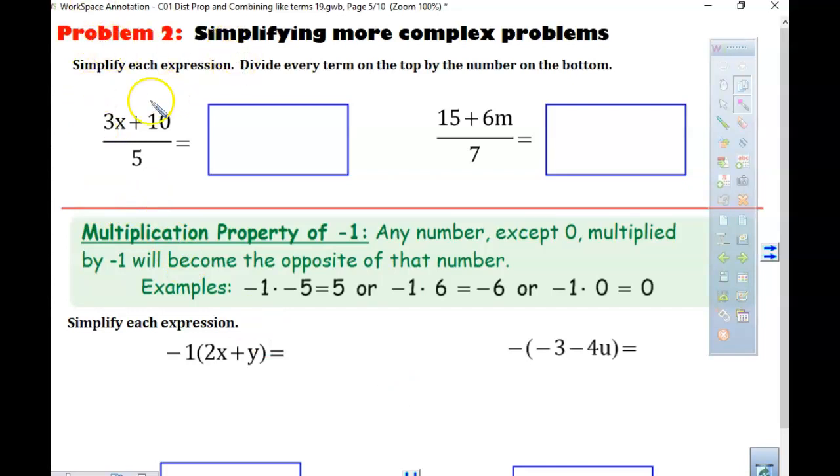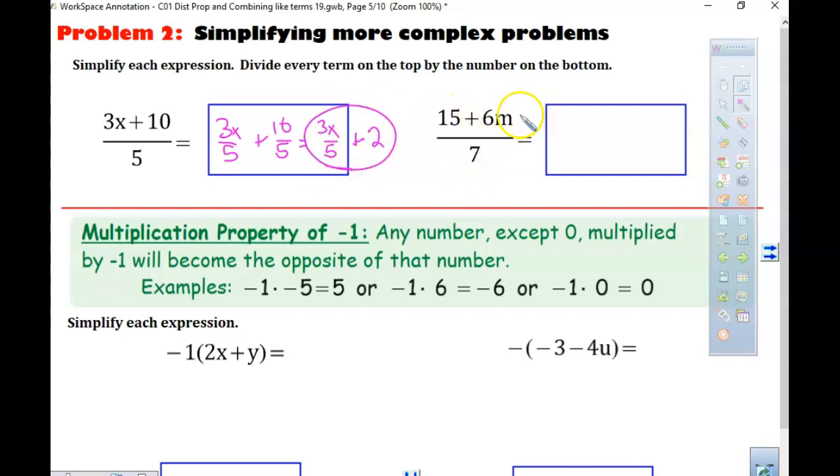Here we are going to be asking you to simplify. You're going to see some in your homework like this. So my hint is that when you do the problem, you're going to put each one over the 5. So 3x over 5 can't be simplified, plus 10 over 5 can be simplified. So we write this as 3x over 5 plus 2 for our solution.